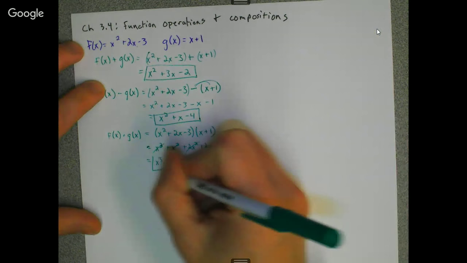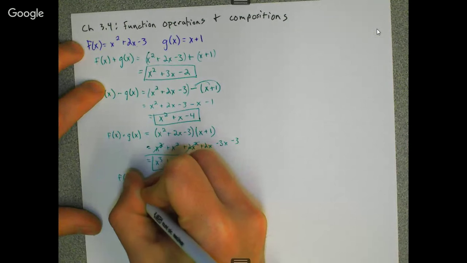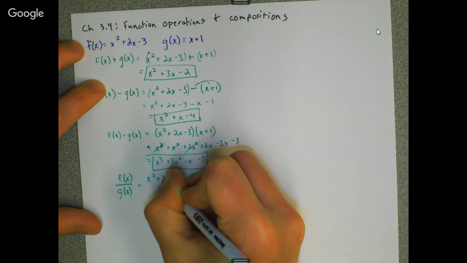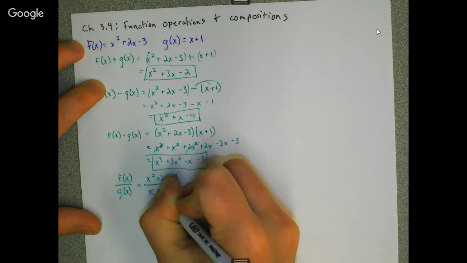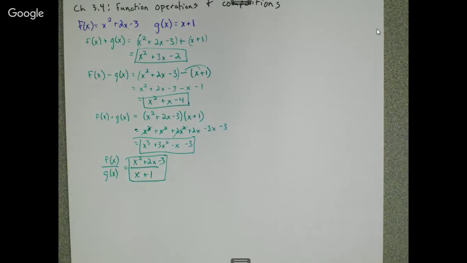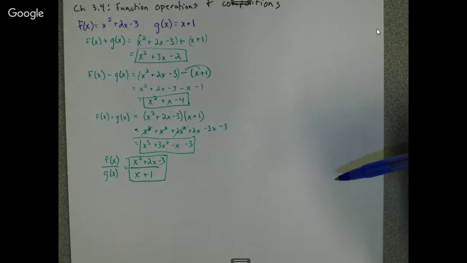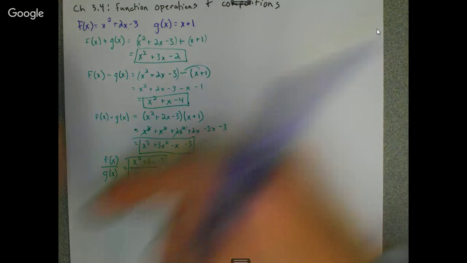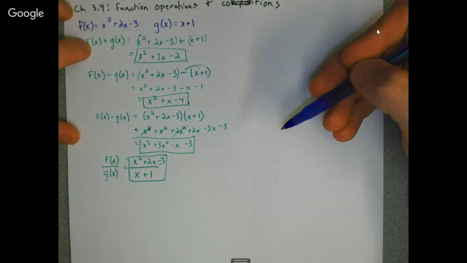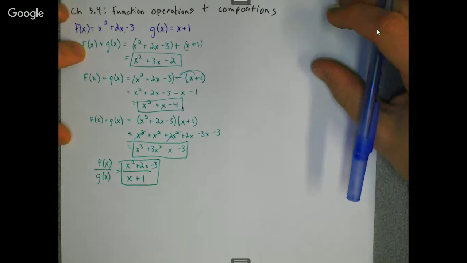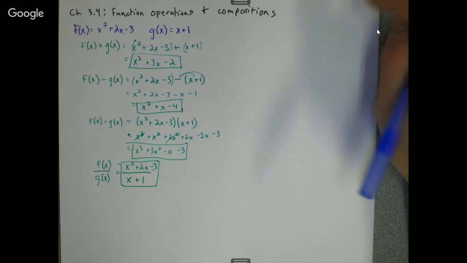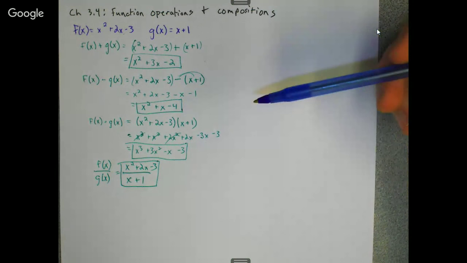So here's that one, and now we have division. So f of x over g of x, x squared plus 2x minus 3 over x plus 1. And we're actually going to leave it there for now. I haven't actually taught you in this course how to do polynomial division, so we're going to leave it there for now. This should have been done in Algebra 2. It probably was, but if you don't remember it, that's okay. What I'm adding to it is domain. We have to understand what x can and cannot be.